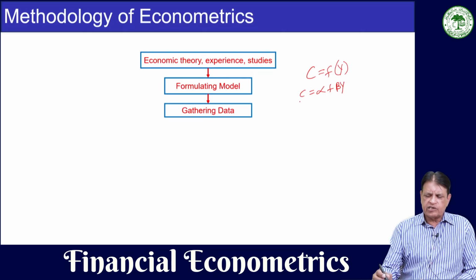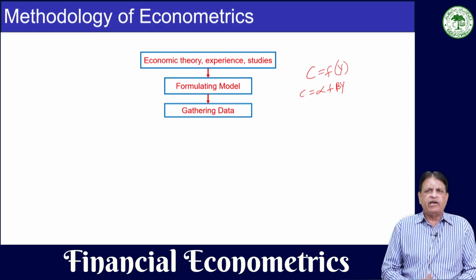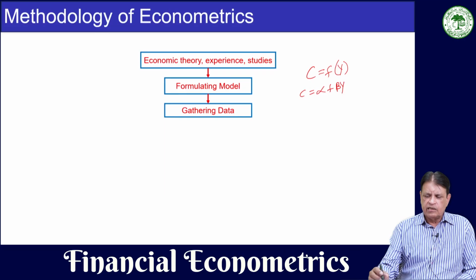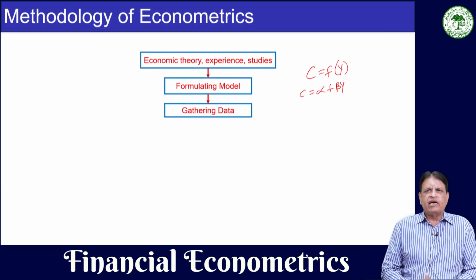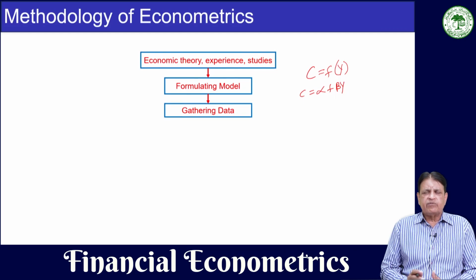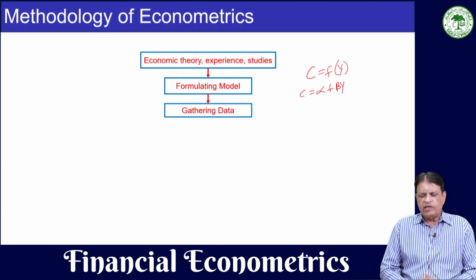Now in this relationship, before we talk about gathering data, consumption we know is a dependent variable and income is an independent variable. Now this relationship that we have expressed here is an exact relationship. It is a mathematical relationship. This relationship simply says that consumption is affected by income. Now, that is based on the assumption that all other variables are constant.